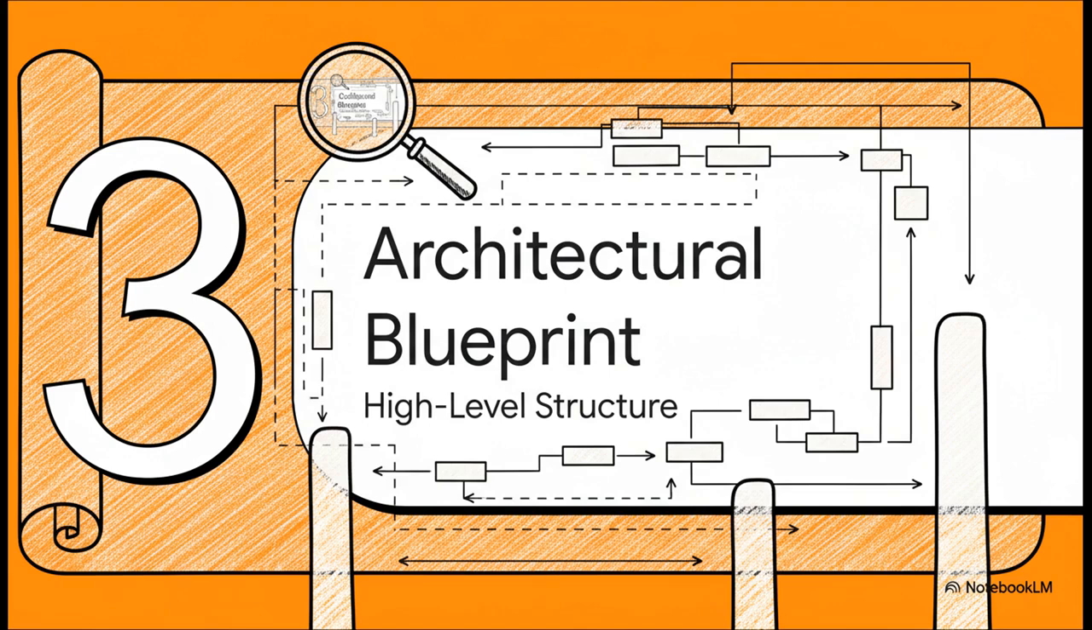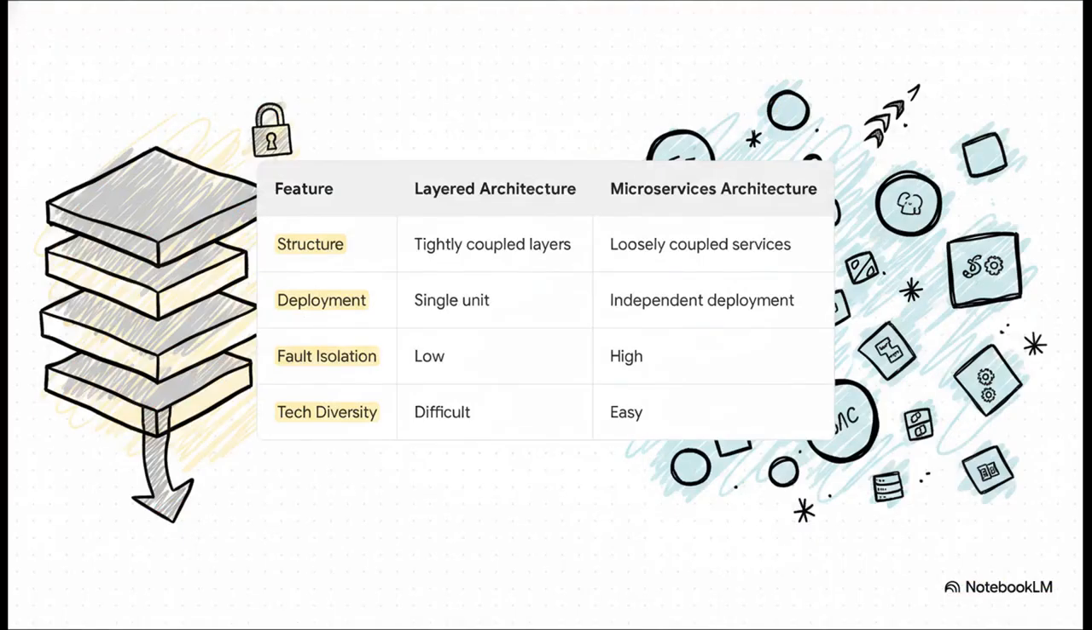So we've gone through all the best practices, the 4 pillars of a fantastic API. Now let's zoom out a little bit and look at the big picture, the architectural blueprint that's going to shape your entire system. Generally, you've got 2 main paths. There's the traditional layered architecture, also known as the monolith, where everything is built as one single unit. This is usually simpler to get started with.